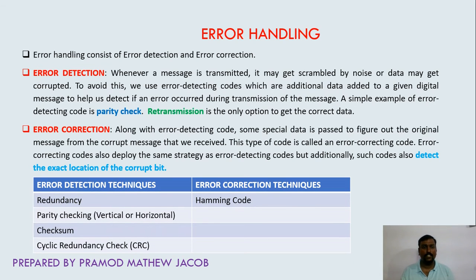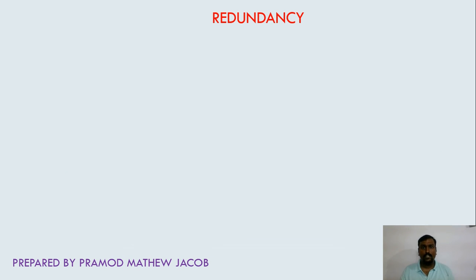The various error detection techniques include redundancy and parity checking. This parity checking can be done in many ways like vertical parity checking, horizontal parity checking, etc. Checksum, cyclic redundancy check or CRC. The error correction techniques include Hamming code. First, let's learn the error detection mechanisms like redundancy and parity checking in this session.